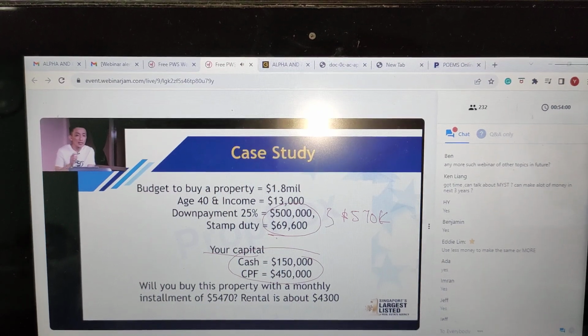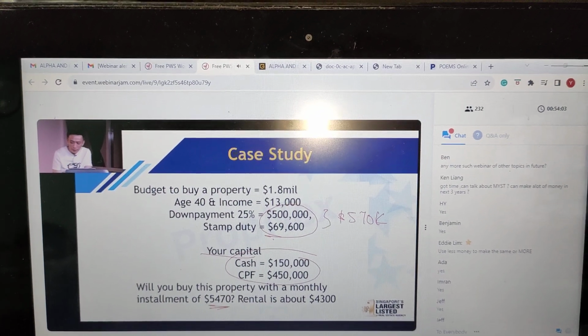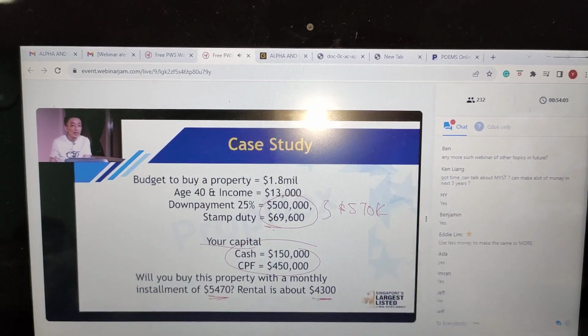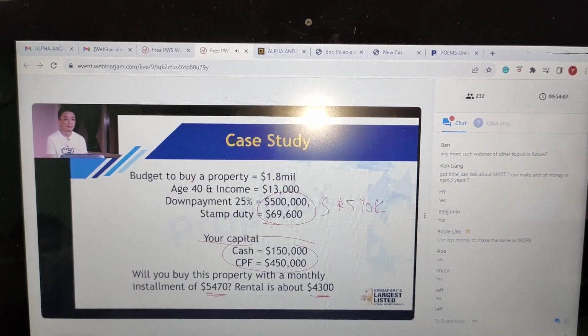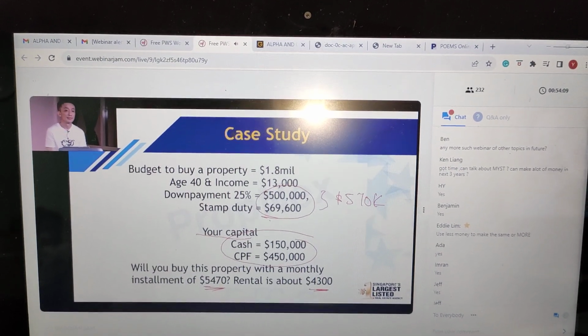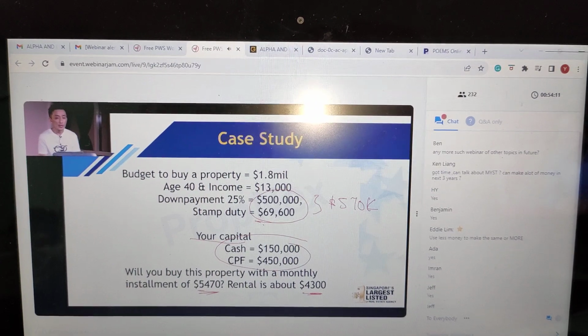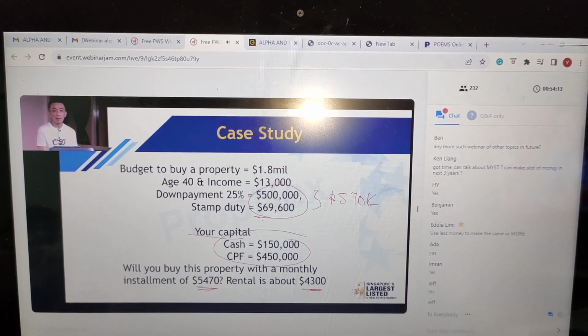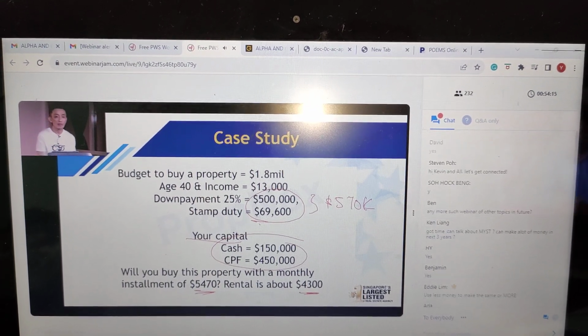How many of you will buy this property? Your monthly installment is going to be this. Your rental is about this. How many of you will buy this property? If you want to buy this property, say yes. If you don't buy the property, say N. Can you type inside the chat group?